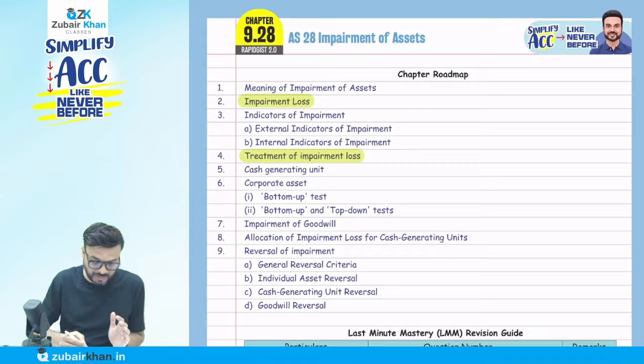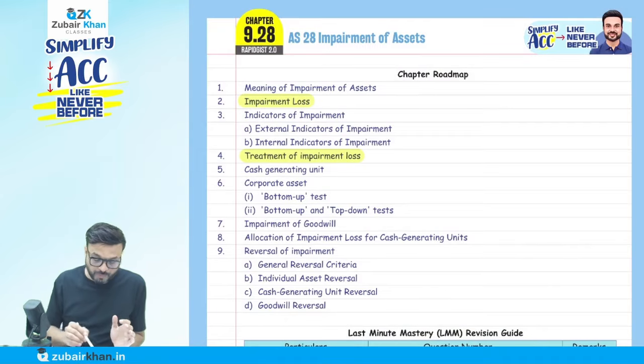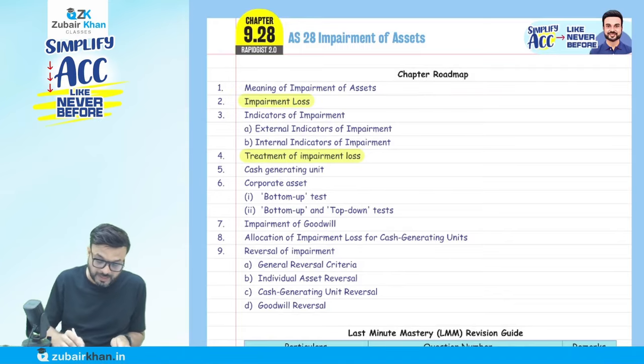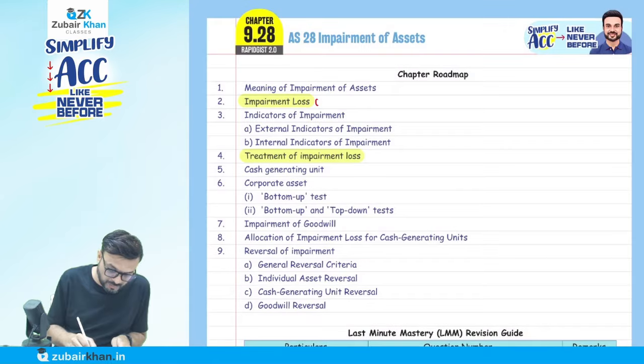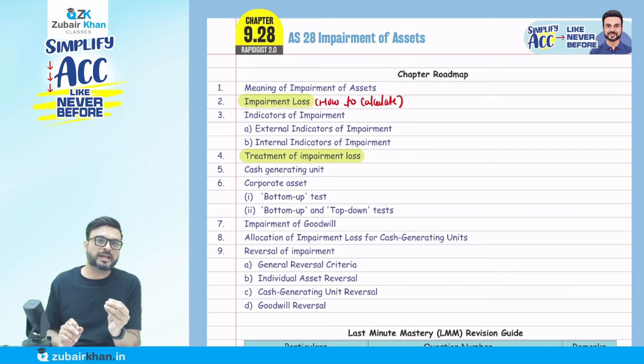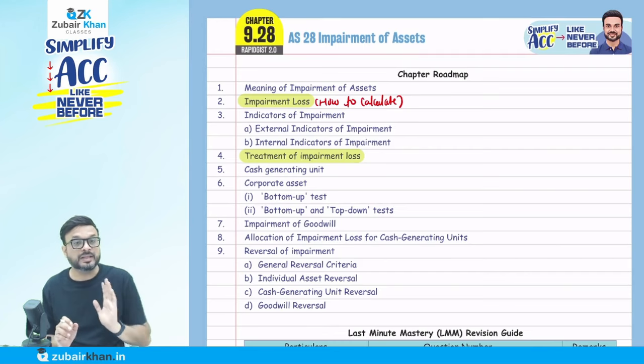We are going to cover each and every concept here. But the 2 points which I have highlighted here, point number 2, impairment loss formula, basically is how to calculate the impairment loss, and point number 4, the treatment of the impairment loss. These 2 areas are important. Most probably ICA is going to ask a question from these 2 points.